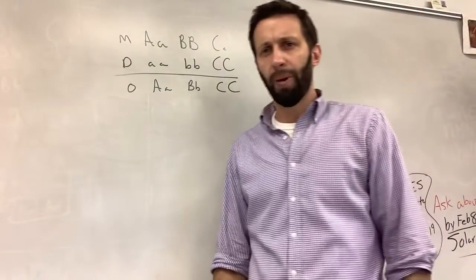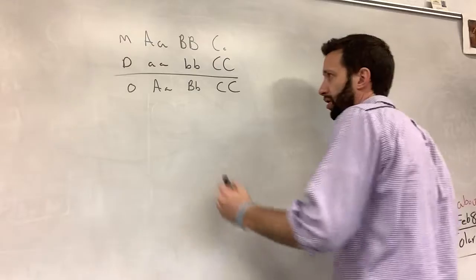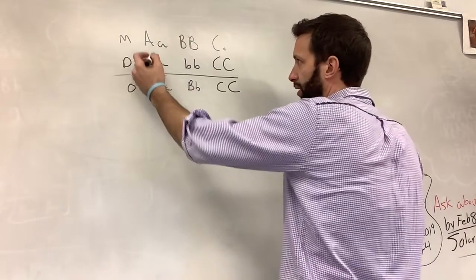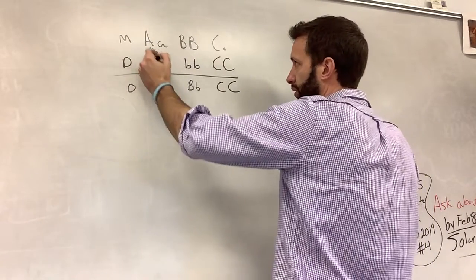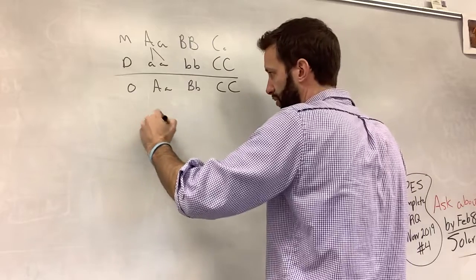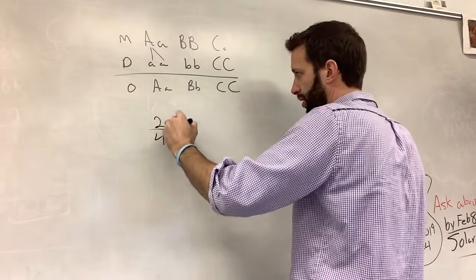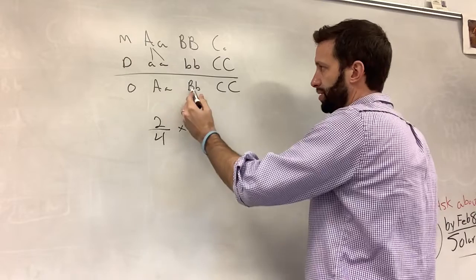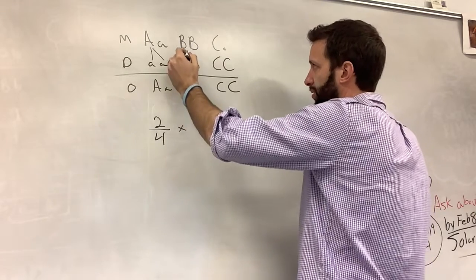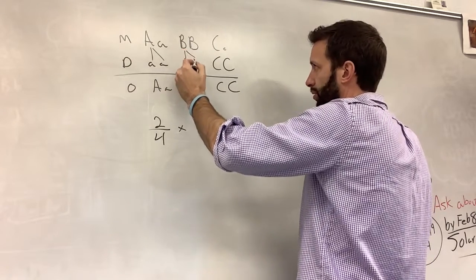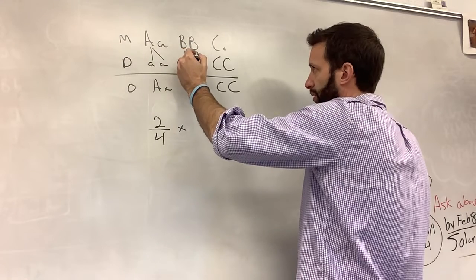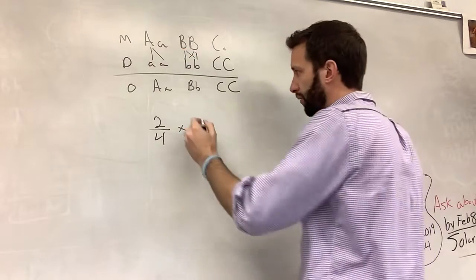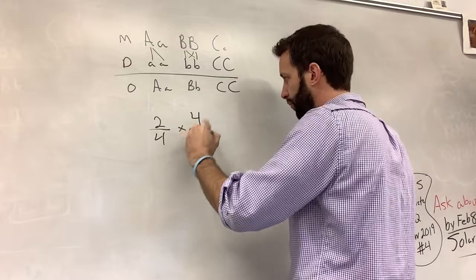Okay, friends, we're back. Let's try this out. So to get big A, little a, there's 1, there's 2. So we've got a 2 out of 4 chance with those genes. With these offspring, you're going to have big B, little b. So 1, 2, 3, 4. All of those are going to be big B, little b. So that's a 4 out of 4.